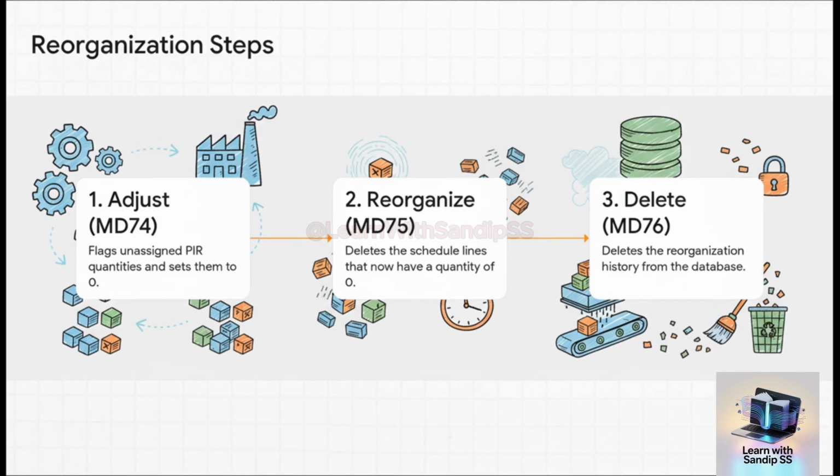This basically finds those old lonely forecast quantities and sets them to 0. Second, you run MD75 to reorganize schedule lines, which goes in and deletes all those lines that you just zeroed out. And finally, MD76 cleans up the history. See the logic? You flag it, you delete it, and then you wipe away the records.